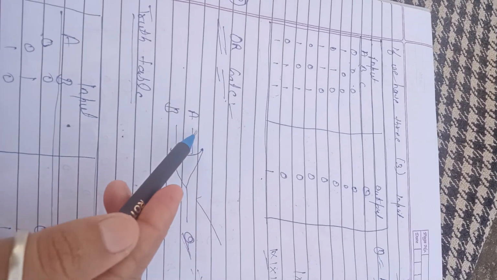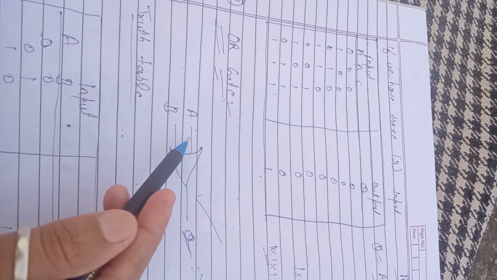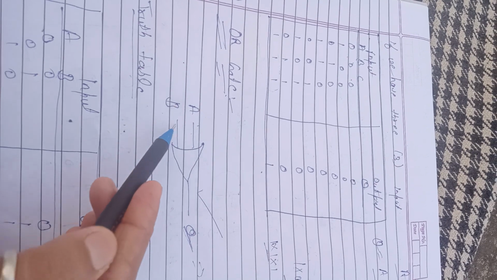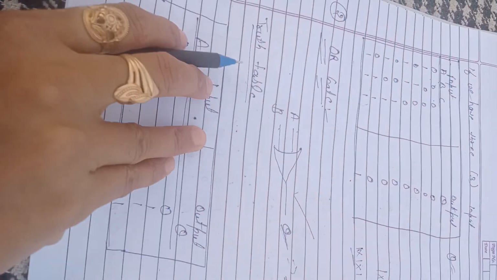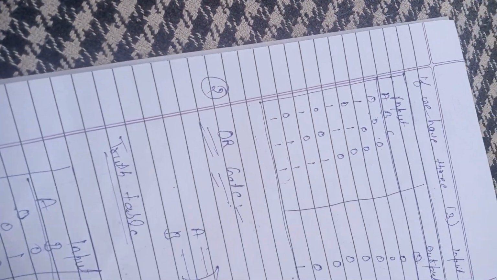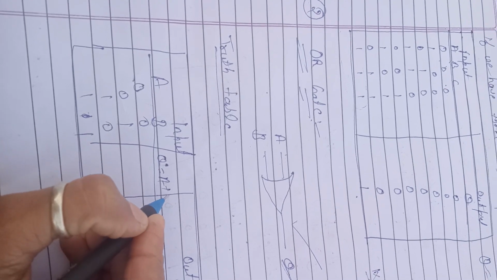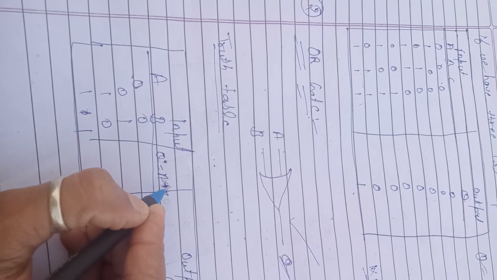When we apply input 0 and 0, the first input is 0 and the second input is 0, it gives the output 0. Here Q is equal to A plus B, because it is the Boolean expression.